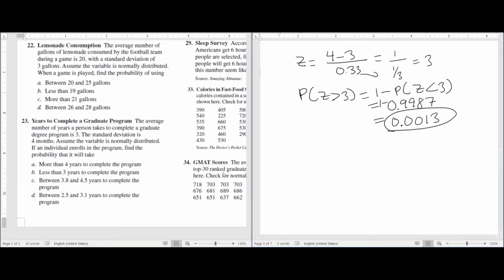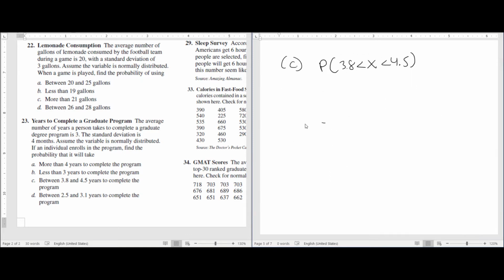All right, so I'm going to skip B and do one of the other ones, because B is pretty similar. Let's do C, and then we'll be done with this problem. Between 3.8 and 4.5 years to complete the program. So the probability that x is between 3.8 and 4.5.